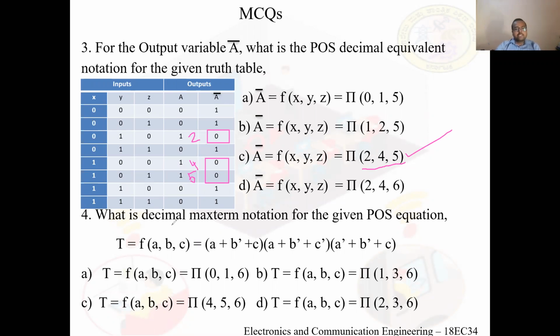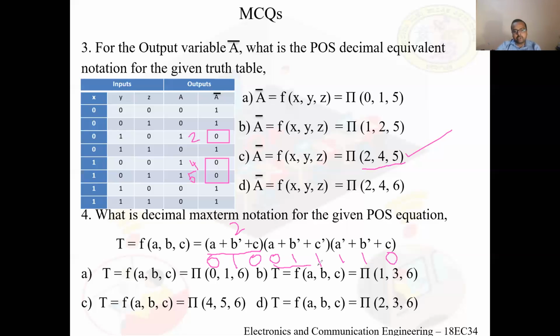Next one, what is the decimal Maxterm notation for the given POS equation? The POS equation is given in algebraic form. Write it in decimal equivalent notation. What we have is A or B bar or C. Since it is a POS equation, A means 0. B bar is 1. C is 0. So this stands for 0, 1, 0. It is nothing but 2.